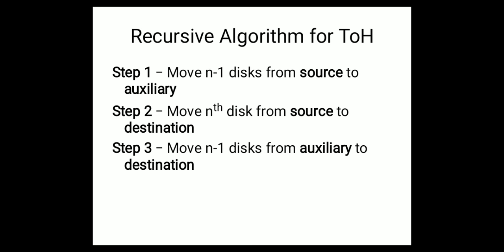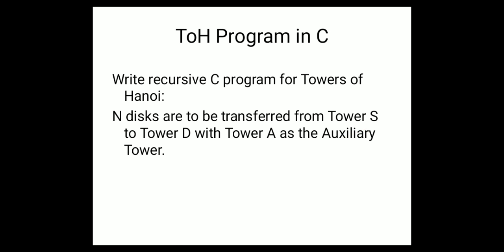So what's the recursive algorithm for Towers of Hanoi? The first step is you need to move n minus one disks from source to auxiliary, and again you need to move n minus one disks from auxiliary to destination. You just need to move the nth disk from source to the destination. So your step 2 will become your base case, and move 1 and move 3 will become your general cases.